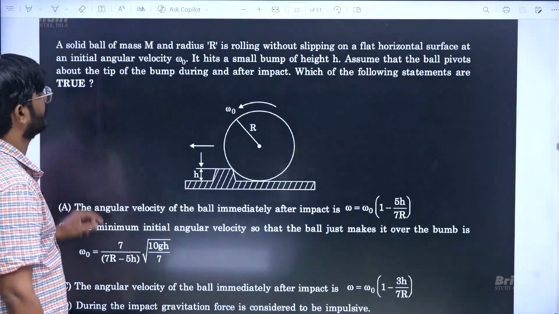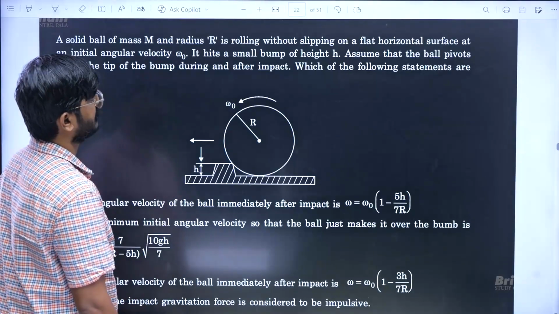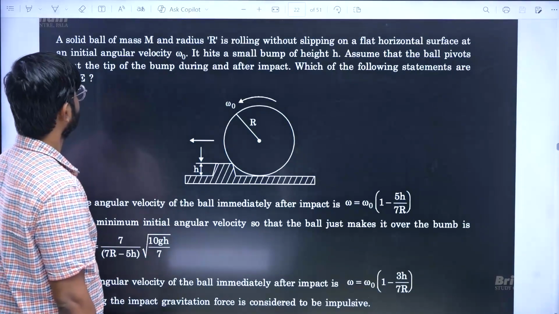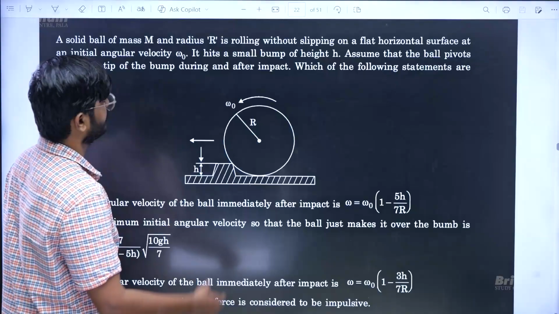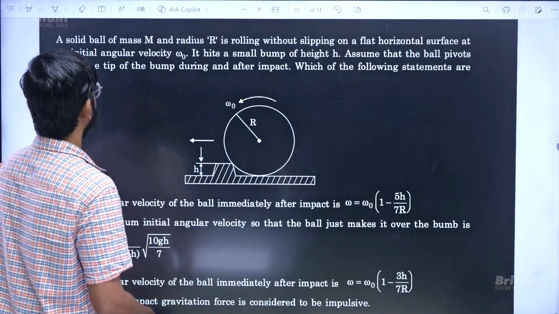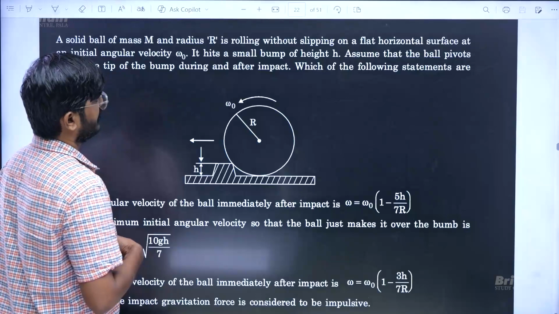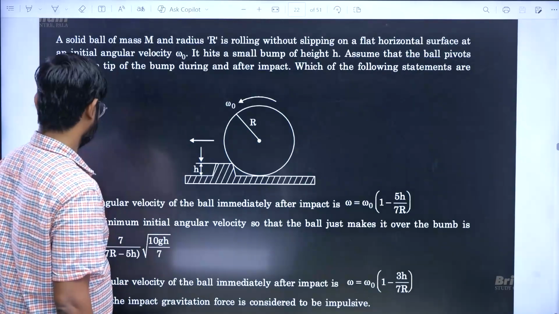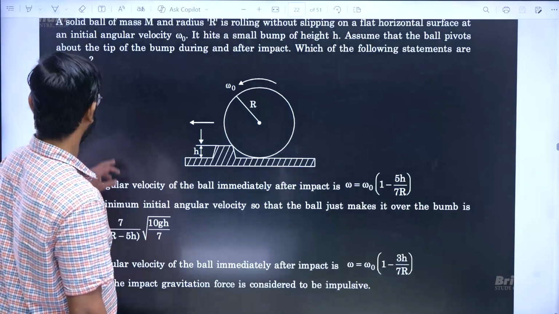A solid ball of mass m and radius r is rolling without slipping on a flat horizontal surface at an initial angular velocity omega naught. It hits a small bump of height h. Assume that the ball pivots about the tip of the bump during and after impact. Which of the following statements are true?